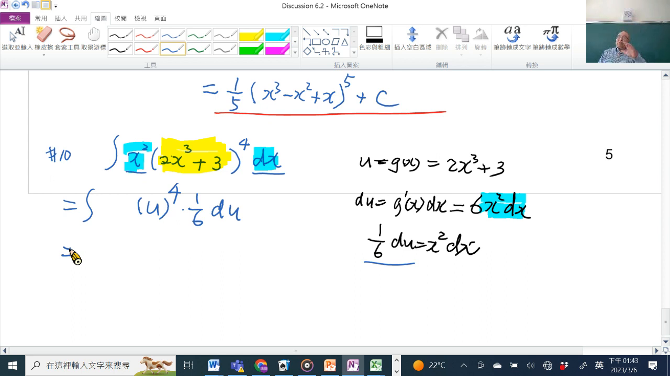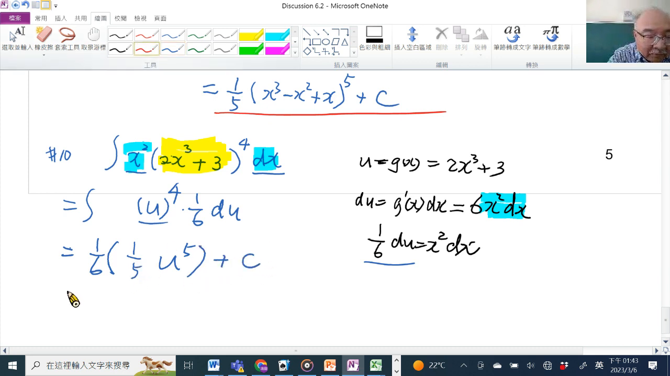First, we are going to bring 1 over 6 to the front. That is the constant multiplication rule, right? So we bring the 1 over 6 to the front, and then we take the power rule, u to the power 5, 1 over 5, and plus a constant c. So here we have the constant multiplication rule, and here we have the power rule. Okay, so 2 rules apply in this case.